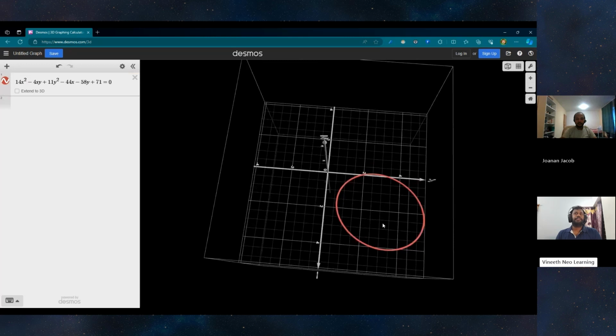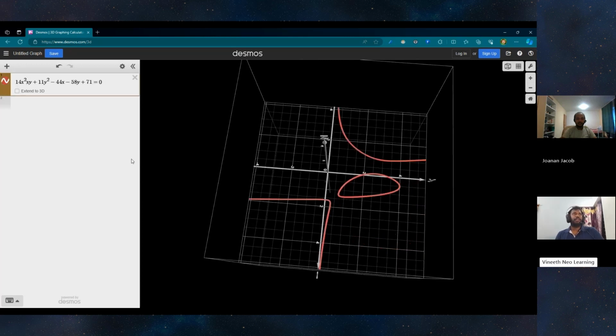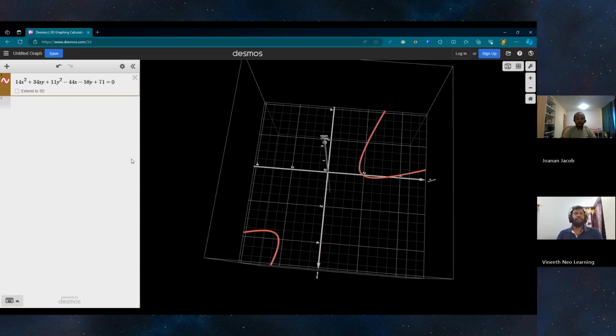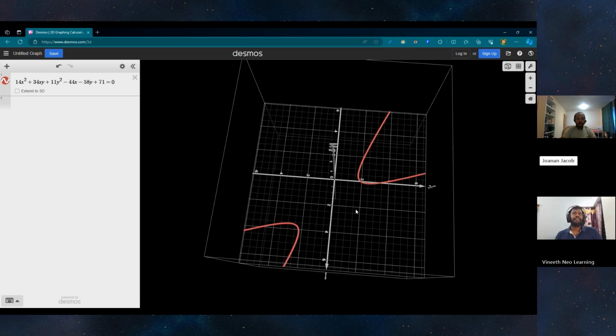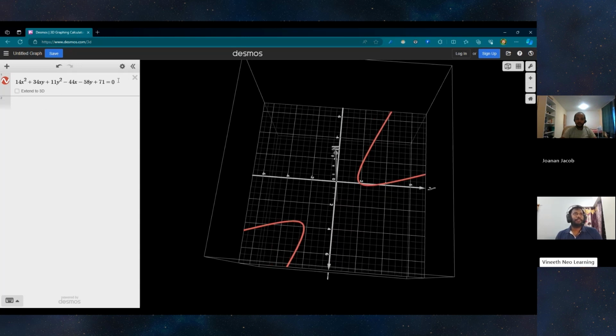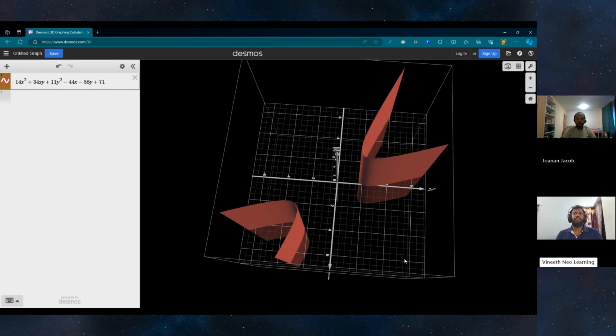This is what happens. If we change the values, I will change it into, say, plus 34. It's a hyperbola, because of making it equal to 0. Let's first look at the manifold formed by the polynomial. This is what it will look like.